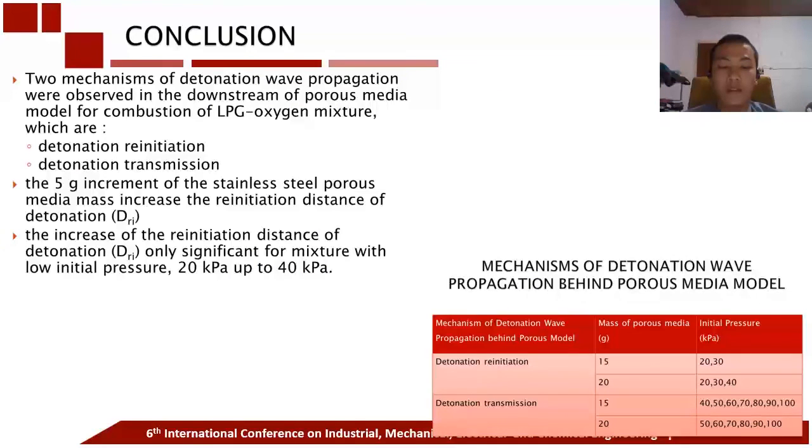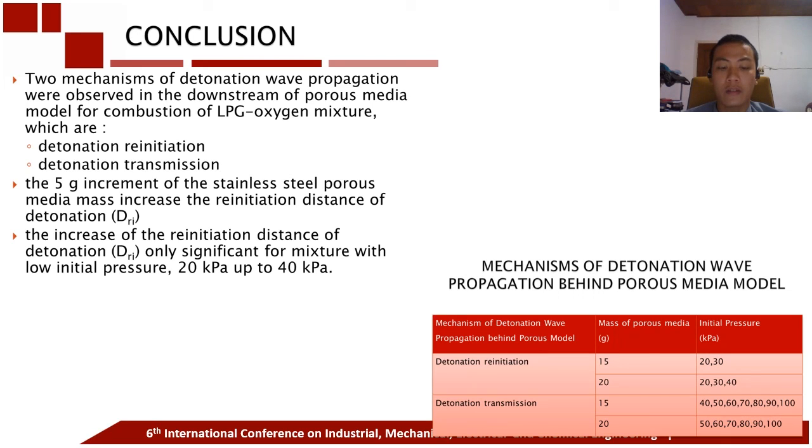The conclusion is detonation reinitiation was recognized when the detonation wave was quenched after passing through the model, but was able to reinitiate far downstream of the model. It was indicated by the high value of the reinitiation distance of detonation in the downstream of the porous media model, more than 40 millimeter. This phenomenon was observed for mixture with an initial pressure of 20 kPa and 30 kPa for 15 gram porous media, and for mixture with an initial pressure of 20 kPa to 40 kPa for 20 gram of porous media.